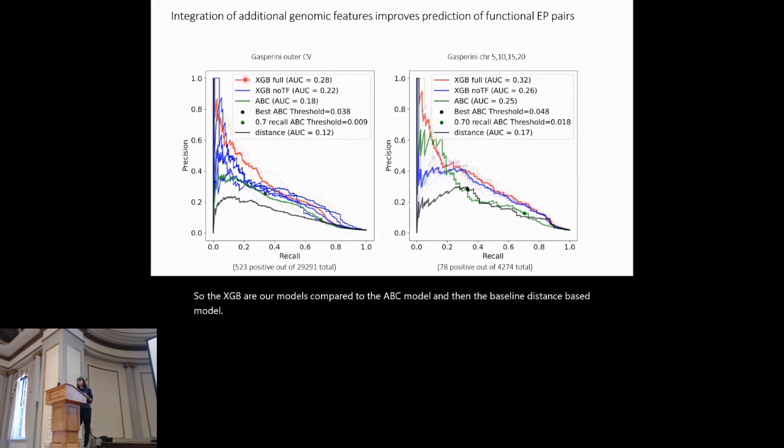And if you include all the transcription factor information, that's the full model, then you see consistently about 6% higher precision recall compared to the model that excludes all the transcription factor information. And you do see increase against the ABC model as well. So this was based on the test data set aside from the same Gasparini data set.